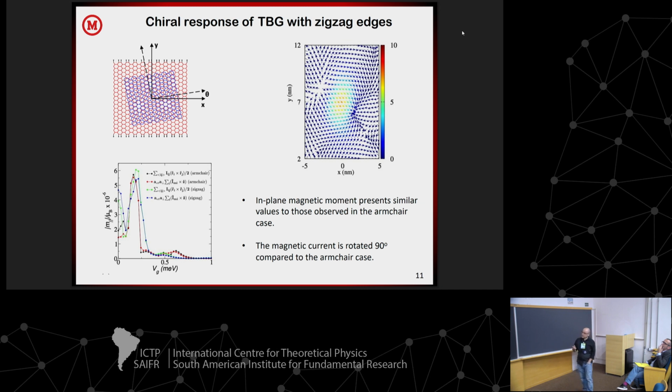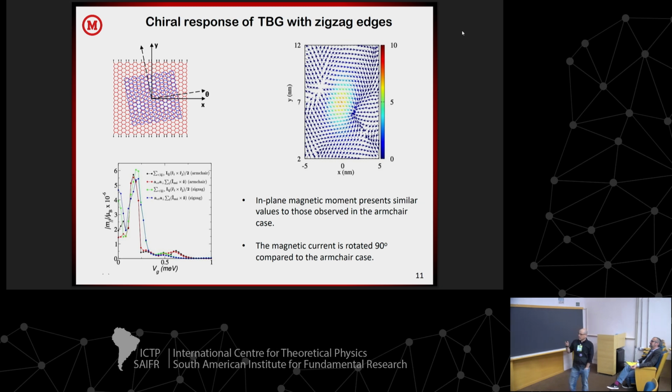And this is also interesting because you know that the current distribution in zigzag and armchair nanoribbons have different patterns. For example, in armchair nanoribbons, the current is distributed along the width of the nanoribbon, while in zigzag nanoribbons, the current runs along the center of the nanoribbon. So we check if we have a magnetic response for this kind of system.